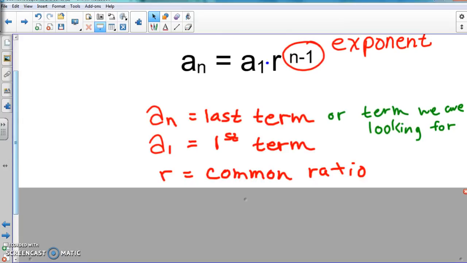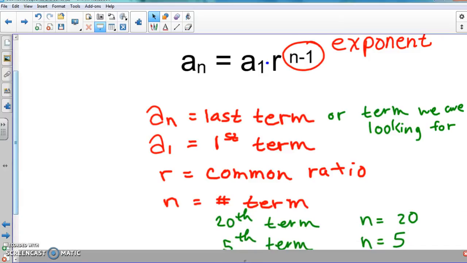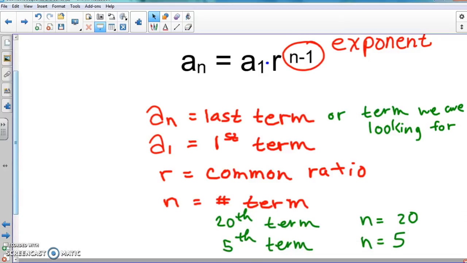R is the common ratio. We talked about that earlier. We know how to find that. And then n is still the same thing. It's the number of the term that we're looking for. So if we're looking for the 20th term, n is 20. If we're looking for the 5th term, n is 5. If we're looking for the 2000th term, n is 2000. Whatever number term we're looking for, that is what n is. And whatever is in that 20th spot, that is what A_n is. Okay, so that's our formula. And now we're going to get ready to go to an example.